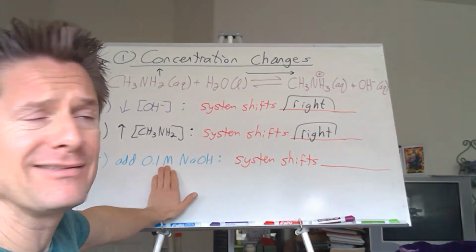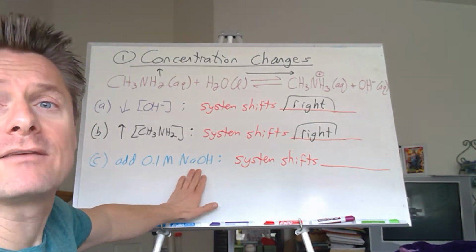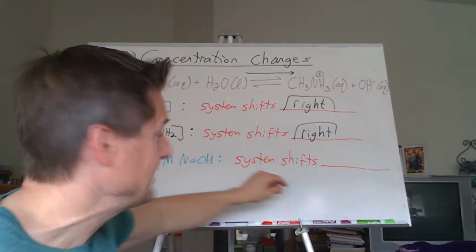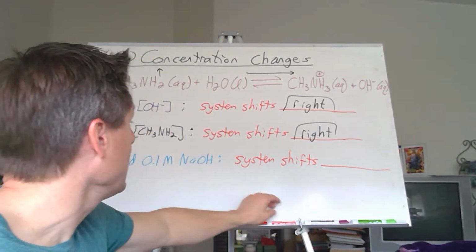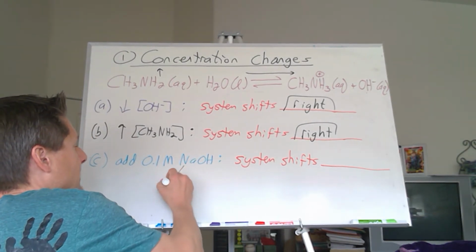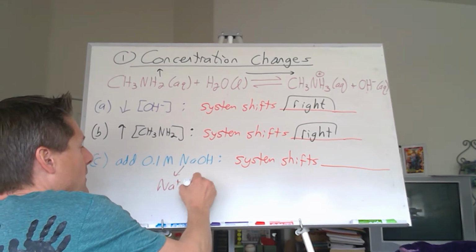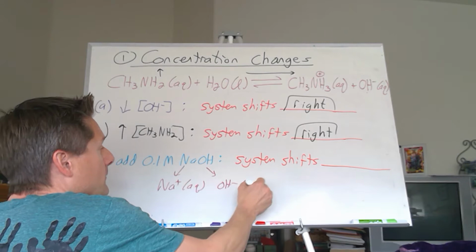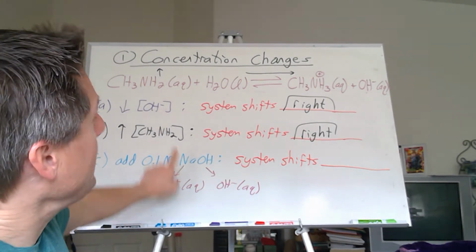The concentration is irrelevant in this problem. We add some sodium hydroxide. So we have to look at, well, what does a sodium hydroxide solution contain? This is a strong electrolyte. So in solution, sodium hydroxide breaks up into the sodium ion and the hydroxide ion. Right? So let's take a look at our equilibrium system.